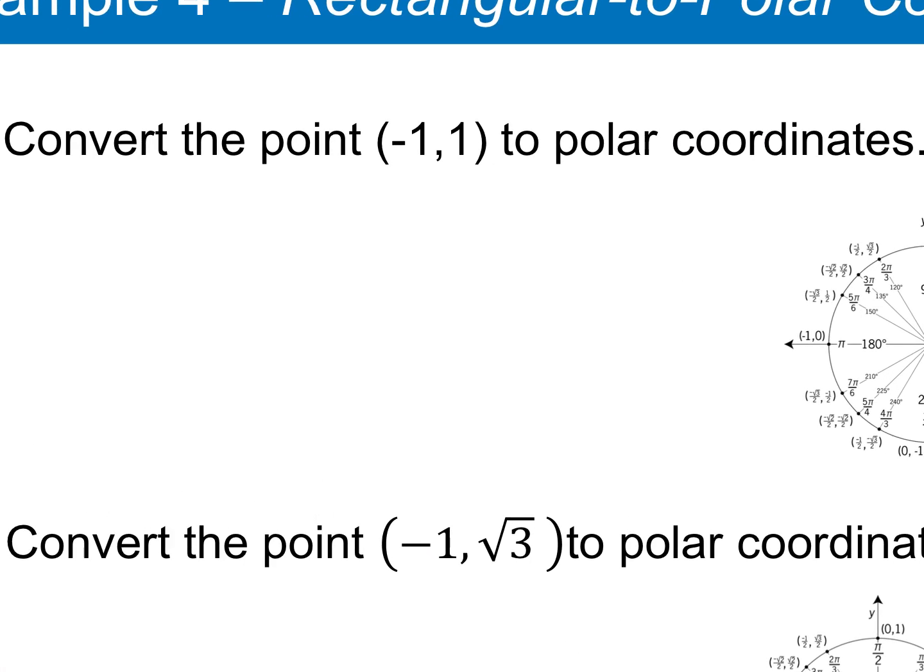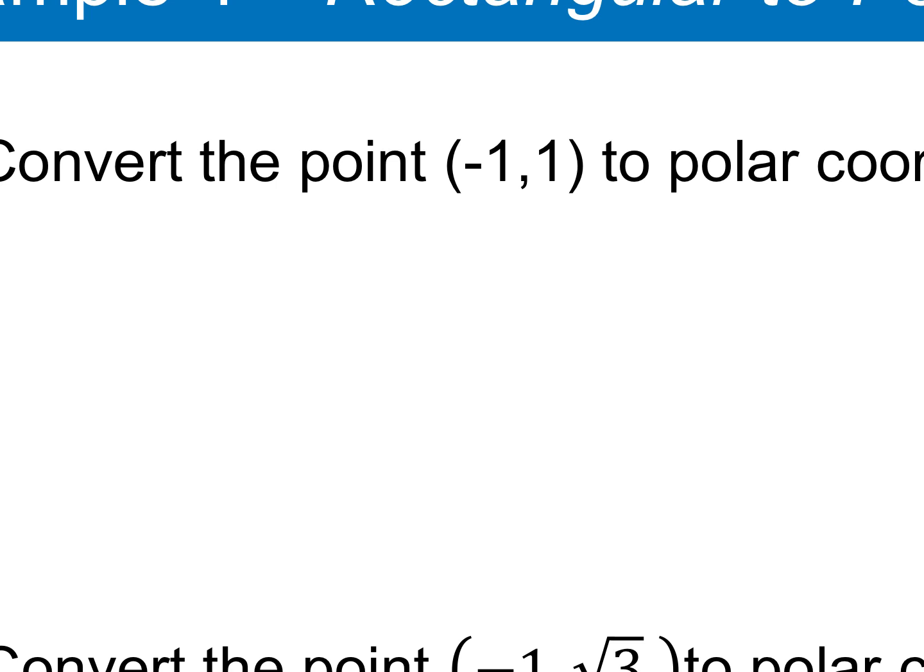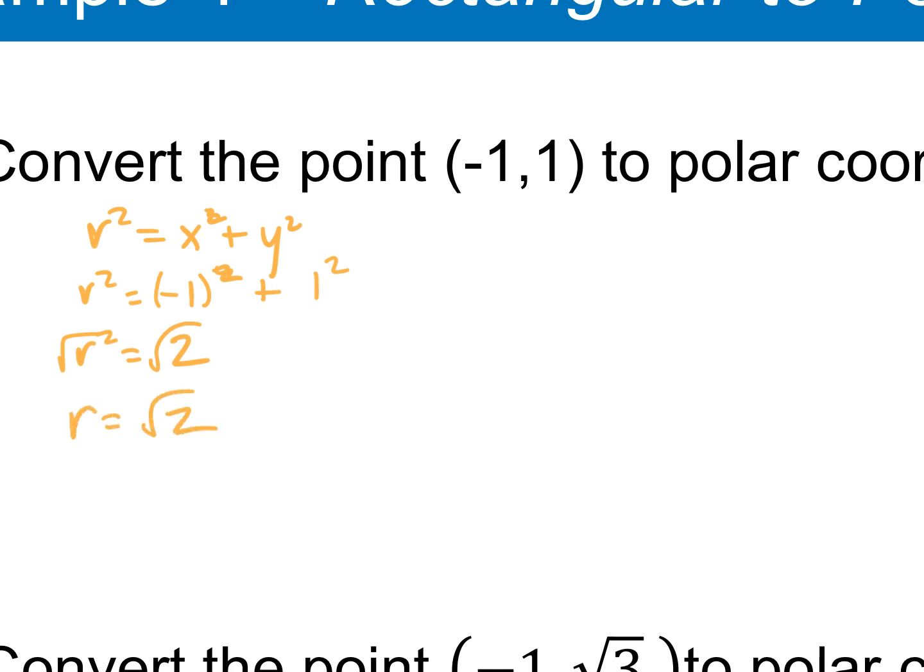All right, C. We're going to do the same thing. R squared is equal to x squared plus y squared. So r squared is equal to -1 squared plus 1 squared. R squared is equal to 2. Take the square root, so r is equal to square root 2. So let's find theta. Tangent of theta is equal to y over x. So that would be 1 over -1, which is just -1.